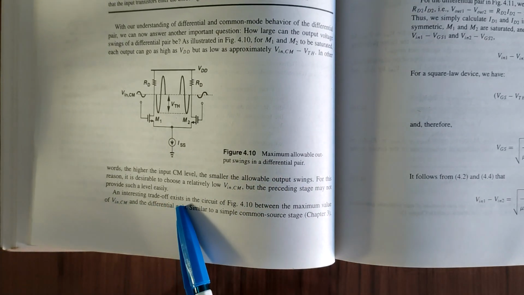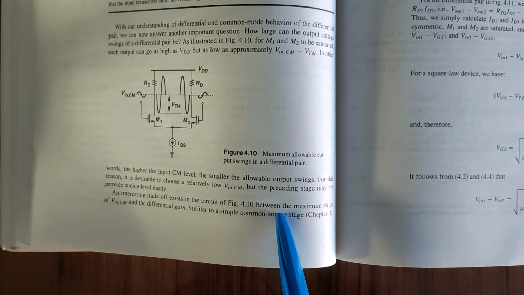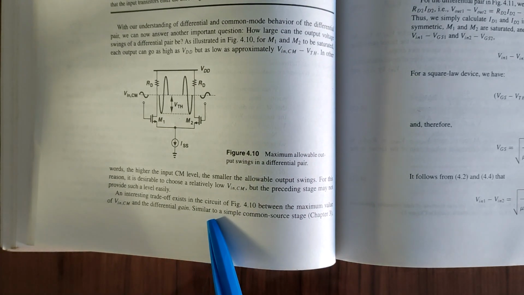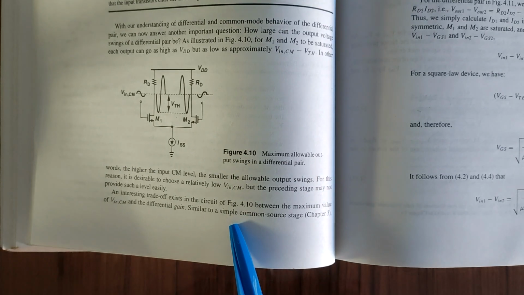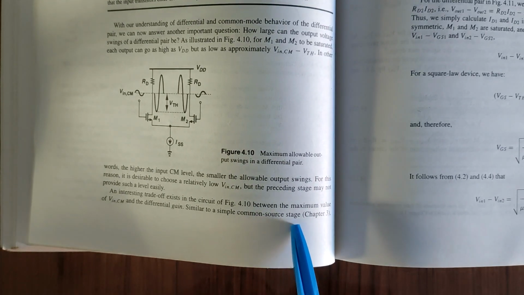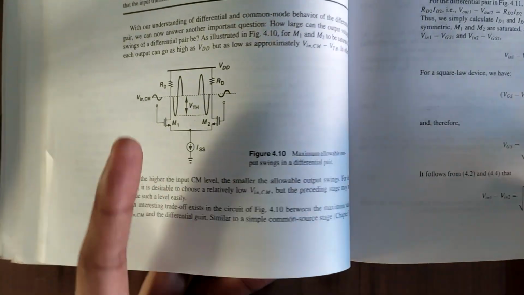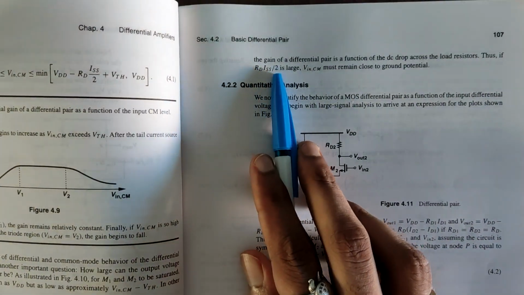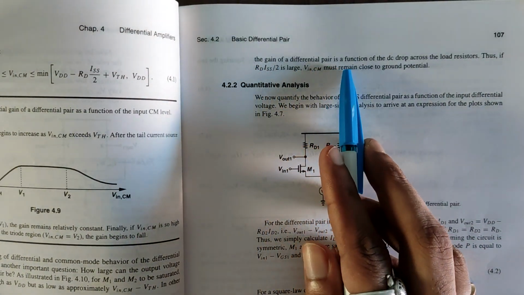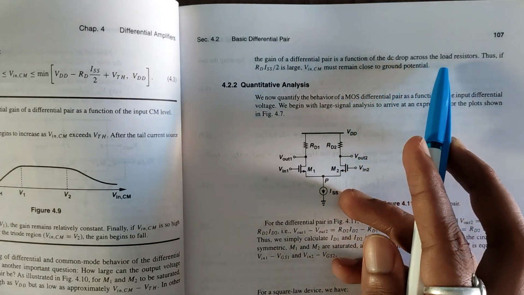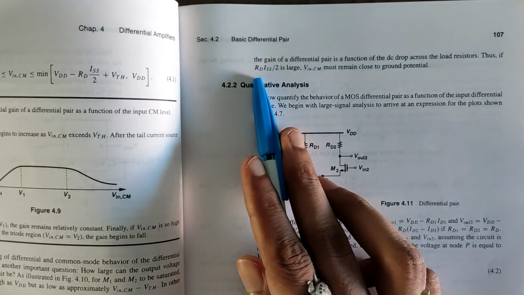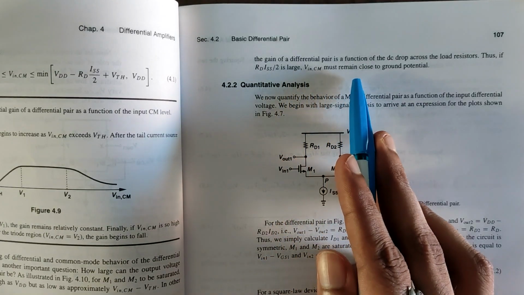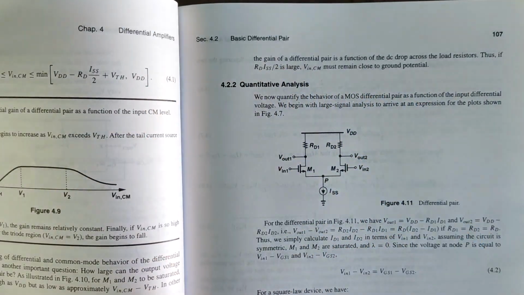A trade-off exists in the circuit of the figure between the maximum value of Vin,CM and the differential gain, similar to a simple common source stage, as discussed in Chapter 3. The gain of a differential pair is a function of the DC drop across the load resistors. Thus, if RD ISS by 2 is large, Vin,CM must remain close to the ground potential.